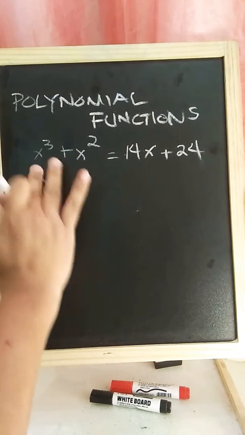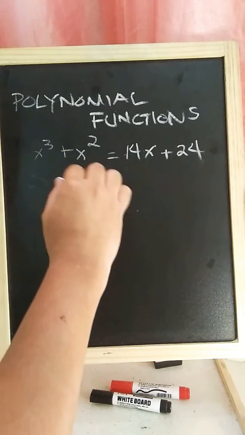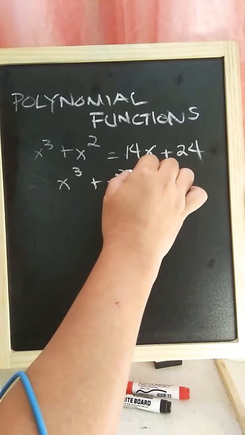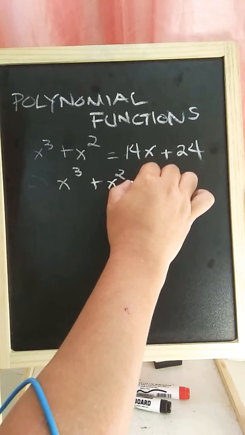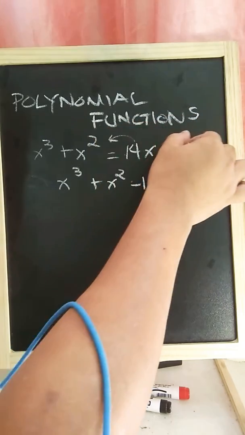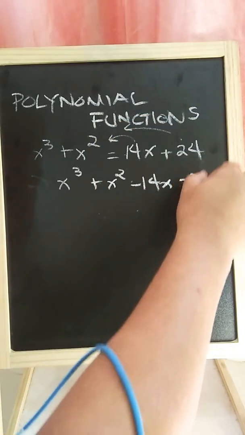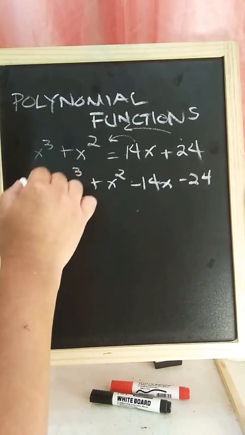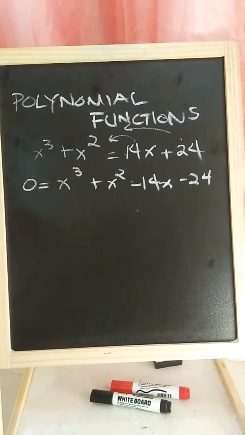So, we have, tatranspose natin, x cubed plus x squared minus 14x, kasi itatranspose mo sa kabilang side yan, di ba? Tapos transpose so minus 24 is equal to 0. Dito ko nalang ilagay yung 0. Usually, ganyan ang ginagawa natin noon. But this time, ang focus natin, isang variable lang.